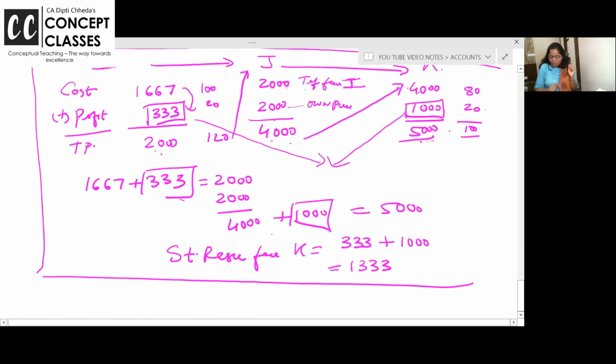This is my own logic and diagram, but I've seen students doing clearly and they follow this. 1667 goods with 333 loading, I is sending to J. J ने अपना भी stock add किया, 4,000 cost. On that 1,000, 5,000. So in this 5,000, 1,000 is this loading and 333 is this loading. All clear?